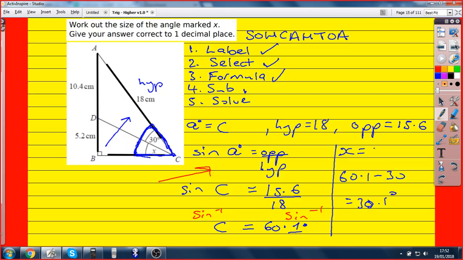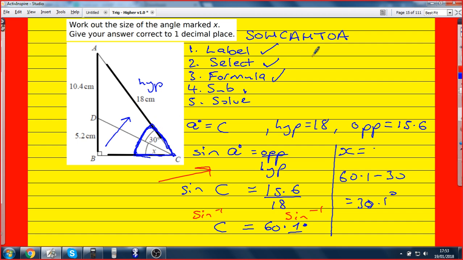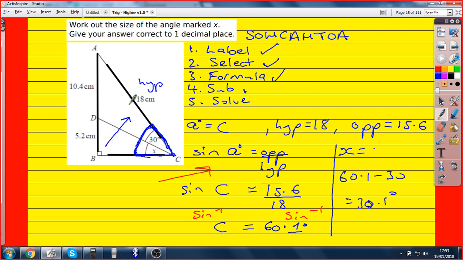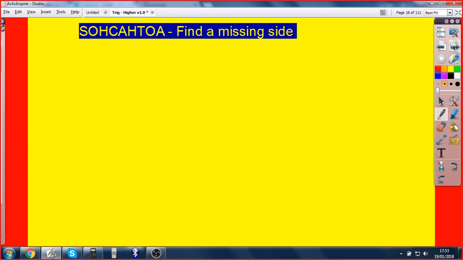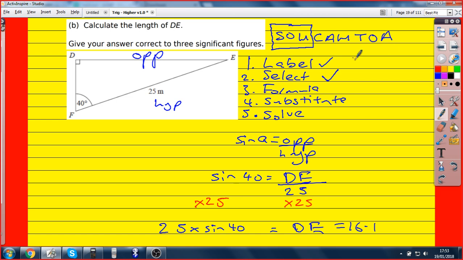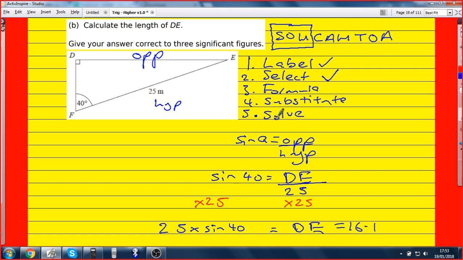So that was that one. Okay, so we did this harder one, which was basically when you've got two triangles put together, but it's the same idea. The difficulty was in recognizing that you couldn't do it with the bottom triangle, you couldn't do it with the top triangle, so you had to do it with the whole triangle. Finding a missing side is the exact same system. You're just not using inverse sine, inverse cos, or inverse tan because you don't need to.